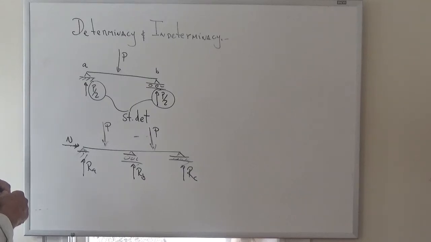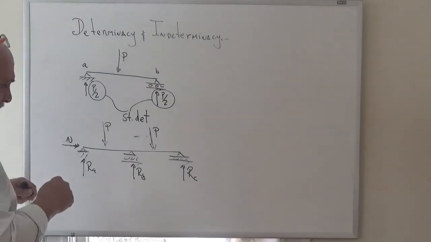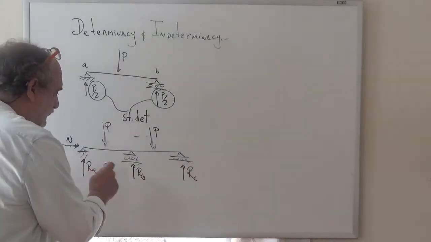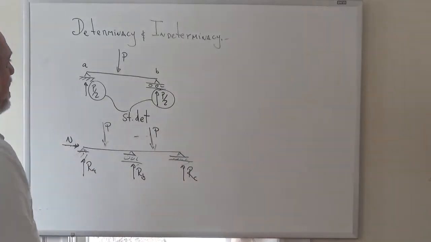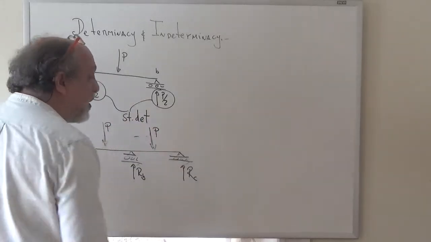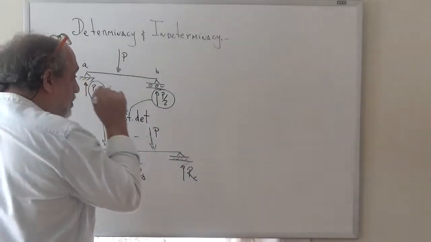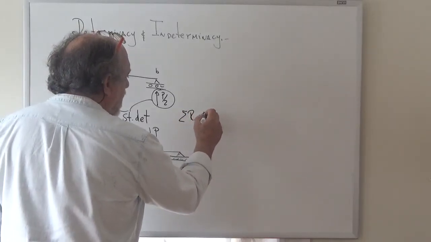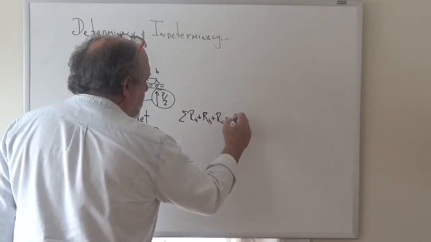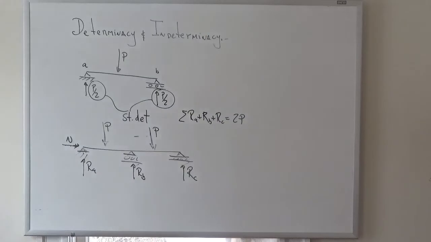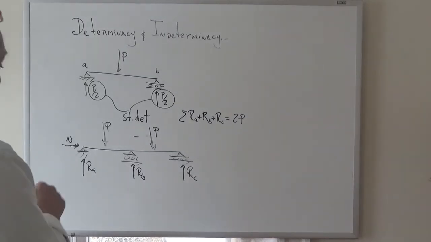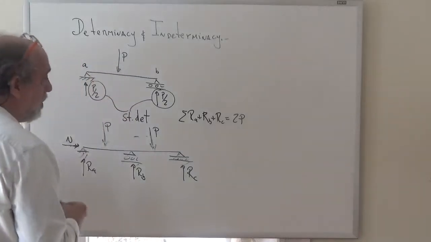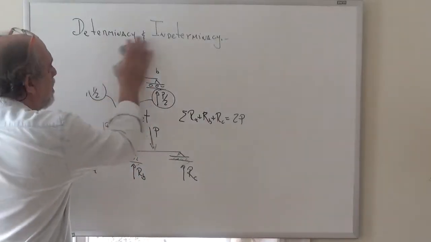So we would say that this reaction RA, or RB, or RC is statically indeterminate. However, if I ask you for the sum of RA plus RB plus RC, then you can certainly say that that is 2P, right? Therefore, the quantity defined by the sum of the three reactions is statically determinate, even though each of the reactions is indeterminate or cannot be computed from statics.